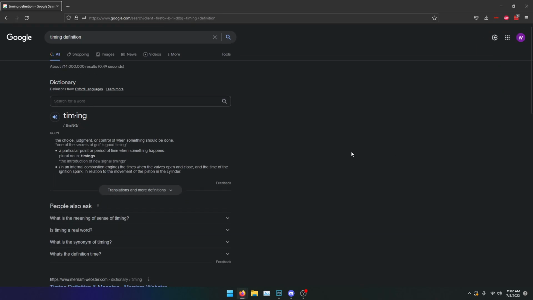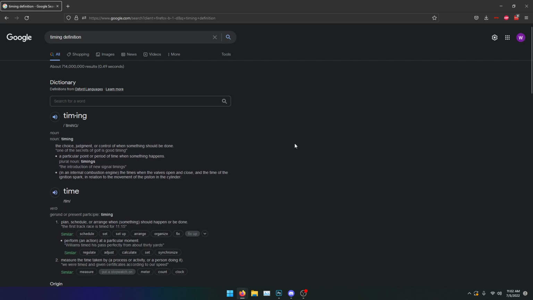The second definition is timing. Now, there are a few definitions of timing, but the one that we're going to be focusing on is the particular point or period of time when something happens, okay? Like when you time your shot and the shot is released.